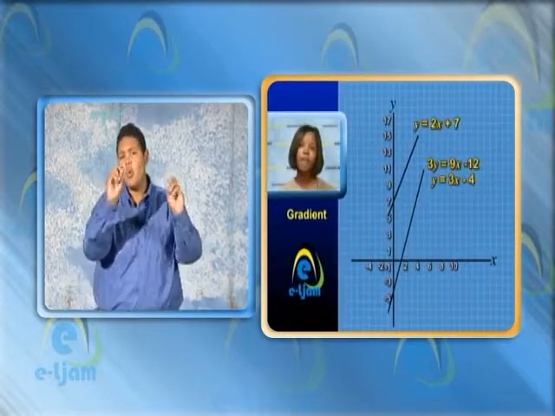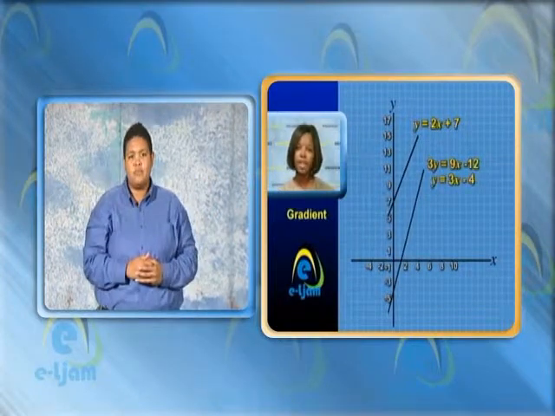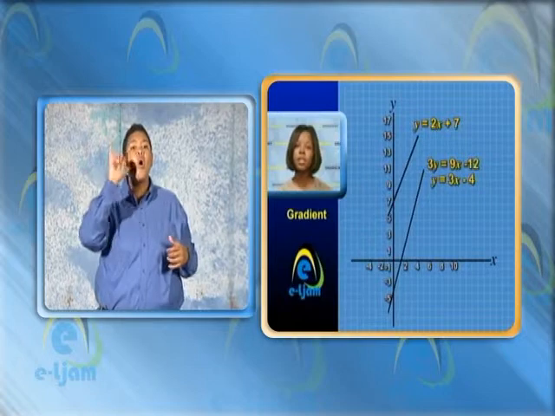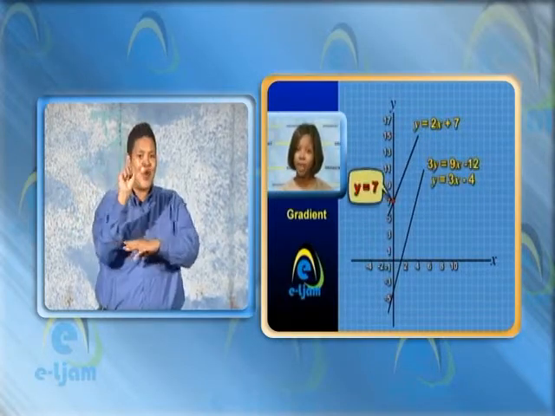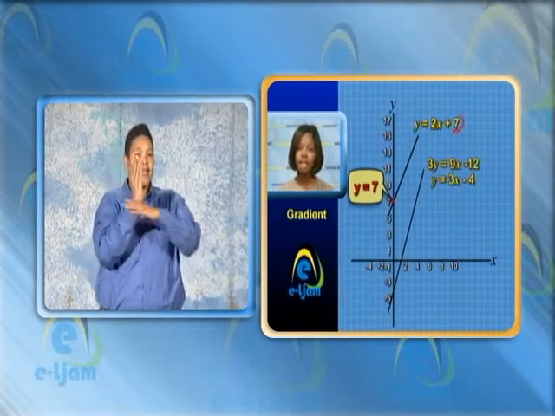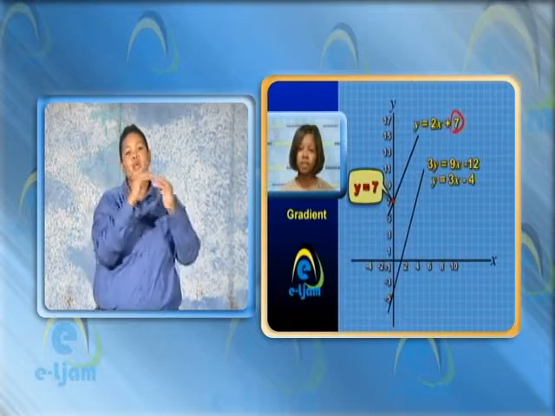Okay, now let's look at both lines again. Where does the line for y equals 2x plus 7 cross the y-axis? At 7 on the y-axis. Yes, the same 7 that is in the equation y equals 2x plus 7.